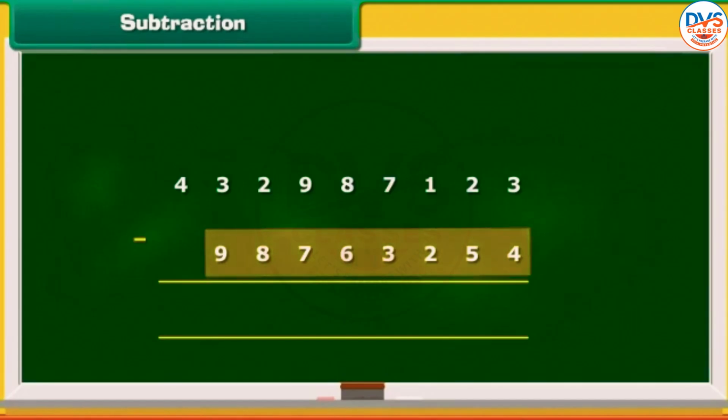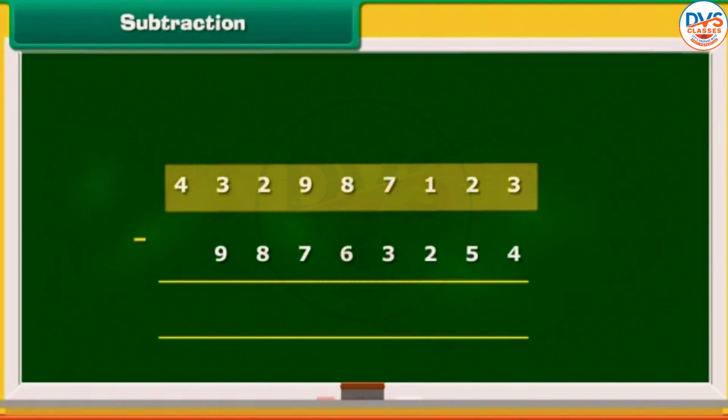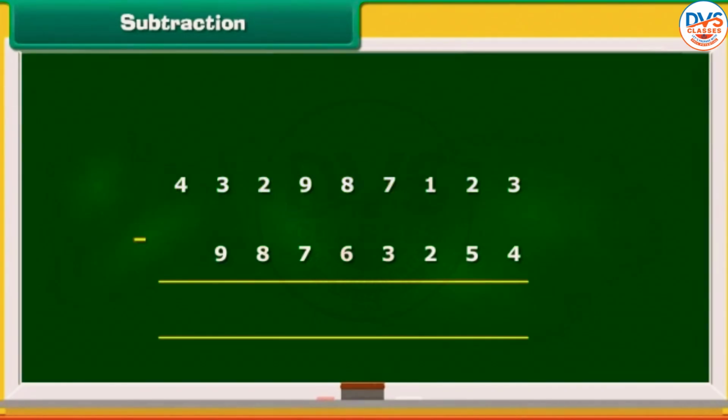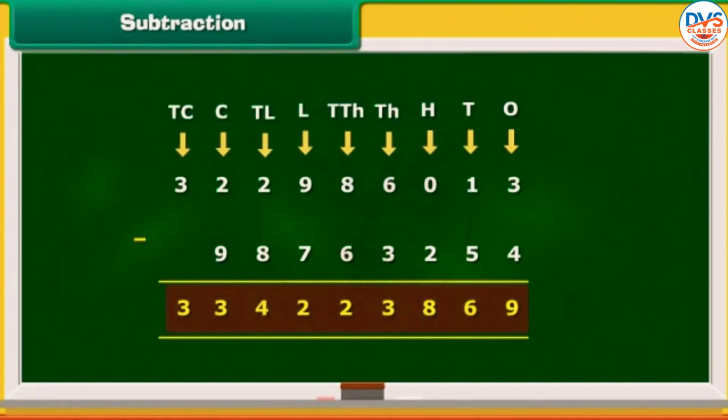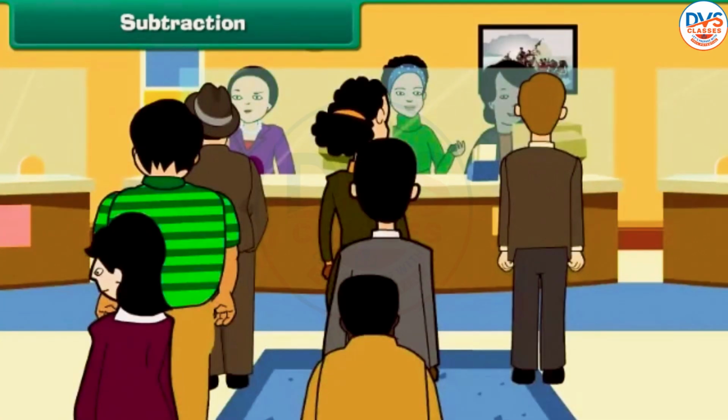Subtract 98763254 from 432987123. Draw the Indian place value chart. 432987123 is the minuend as it is the larger number. 98763254 is the subtrahend as it is the smaller number. Write the minuend. Write the subtrahend below it. Subtract the numbers. Start with the digits at the ones place. Then proceed to tens place, hundreds place, and so on. The difference is 334223869. Let us attempt a word problem involving subtraction.